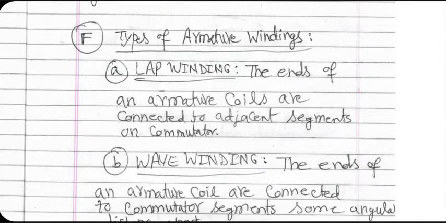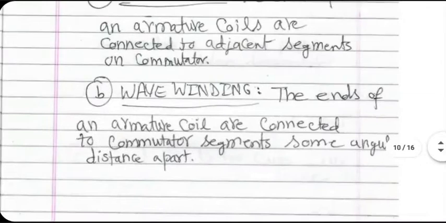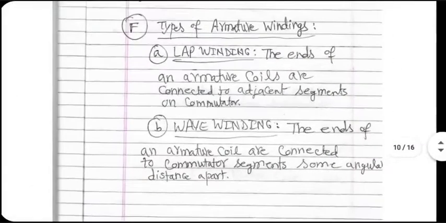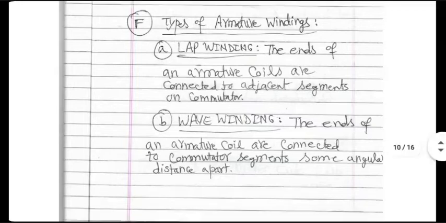In the wave winding, the ends of a particular coil are connected to commutator segments which are slightly away from the position of the A and B for that particular loop. At least remember that. If nothing else, remember these two words: armature windings can be of two types, lap winding and wave winding. And depending on that, we will have different ways of calculating the EMF generated, etc. I'll come to that soon.